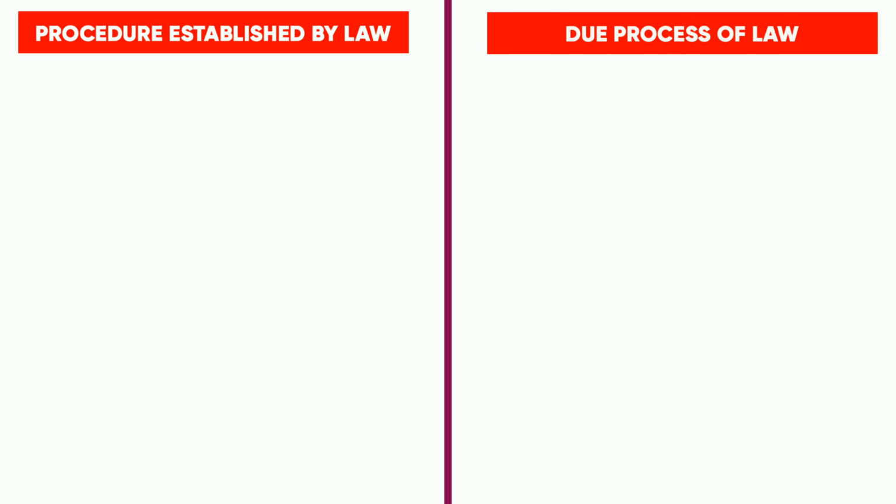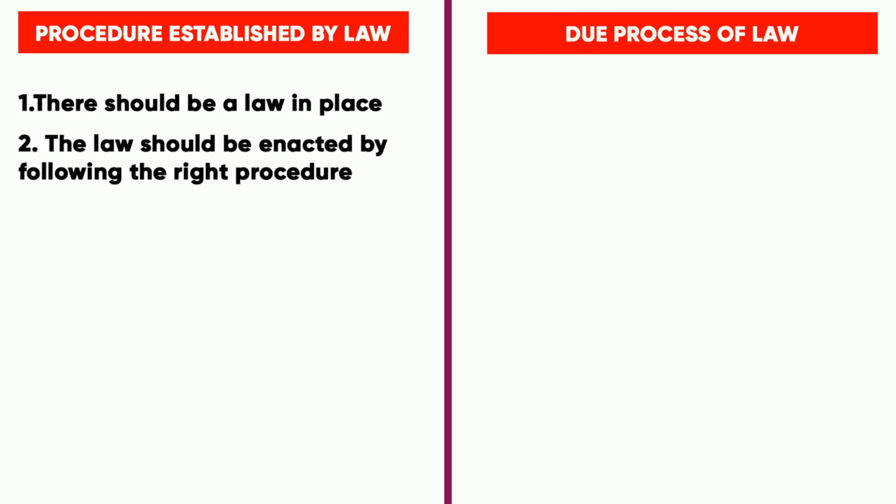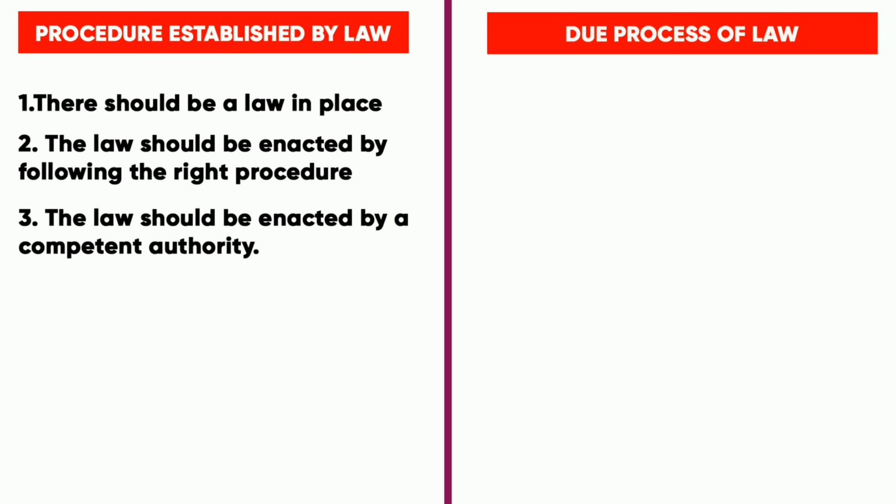When the judiciary applies the test of procedure established by law to ascertain the constitutionality of a particular law, or to ascertain the legality of an executive action, it looks into the following three things. That is, 1. The act of depriving a person of his liberty should be backed by an existing law. In the absence of such a law, the act of depriving a person of his life and liberty becomes arbitrary and unfair. 2. The law should be enacted by following the right procedure. 3. The law should be enacted by a competent authority.